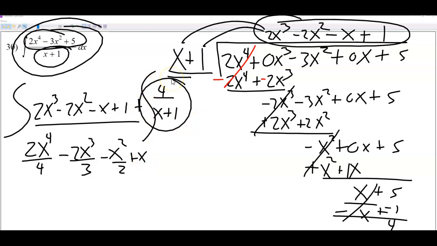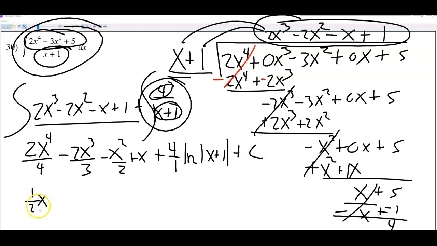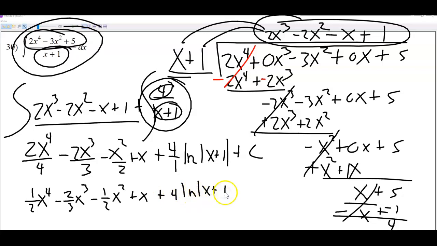This last one here, though, is an ln, where this is my numerator. The number in front of x is my denominator. And then we have ln of the entire denominator plus c. And of course, we want to go ahead and simplify this where we can. That's quite a long answer there. But there it is. That's the final answer there for number 30.